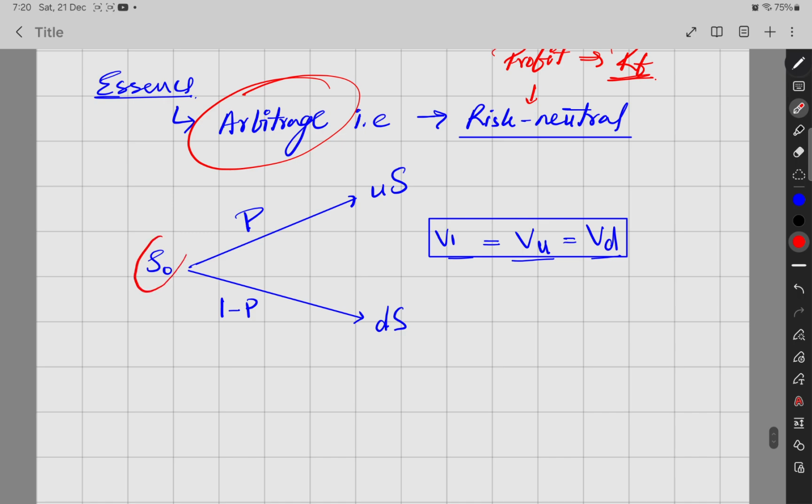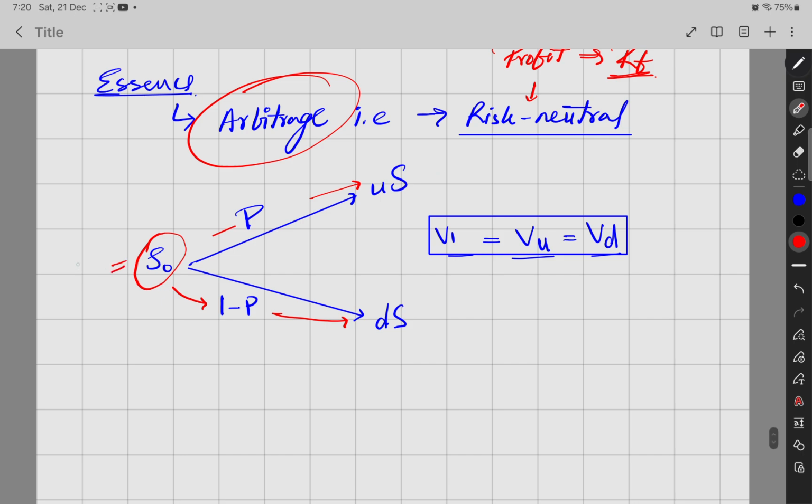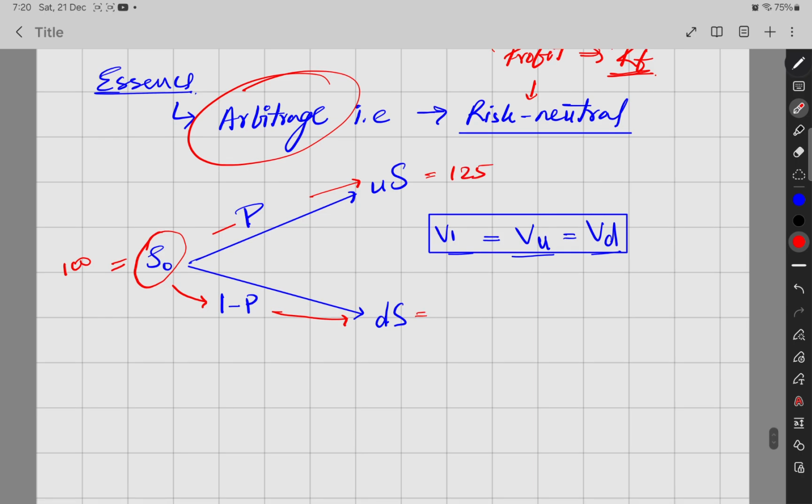So, say you have a stock S0. It has a probability P attached to it that it can go up to the value of US, or alternatively it has a probability of 1 minus P that it could go down to DS. Let's give some names to these. Let's say S0 is 100, and upside it becomes 125, and this becomes 80, because there is an underlying principle that d should be equal to 1 by u. That's a principle that is used sometimes.